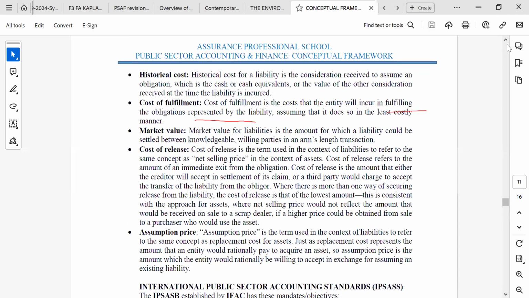Our next topic will be accounting concepts and policies. So we'll be looking at the cash basis, the modified cash basis. We look at accrual basis and then the modified accrual basis and their advantages and disadvantages. It will also count for 10 marks.